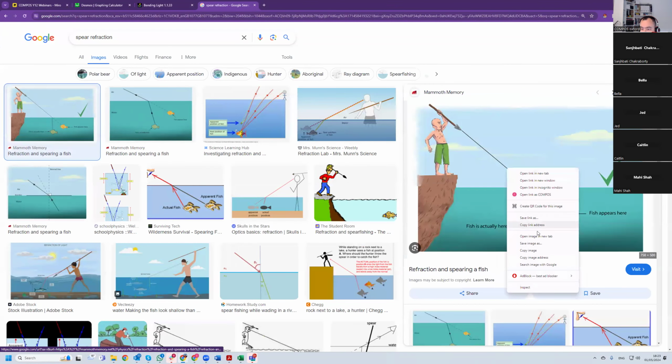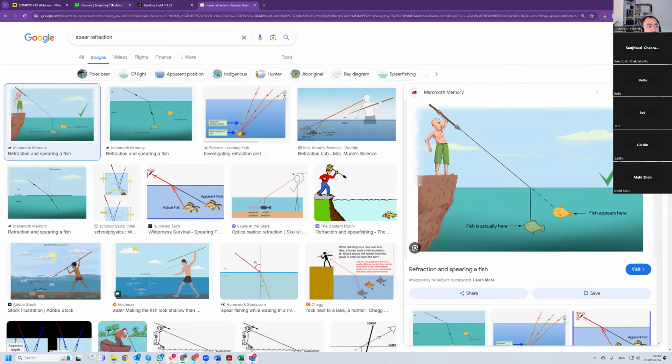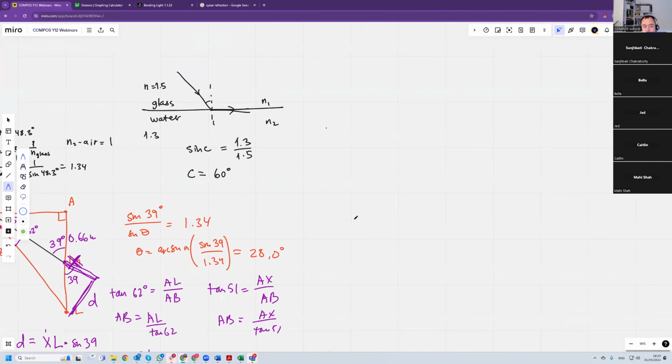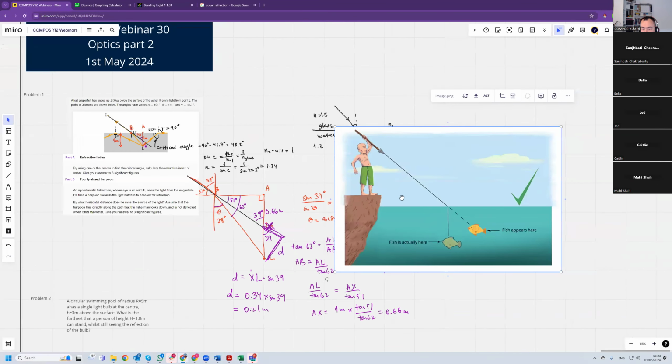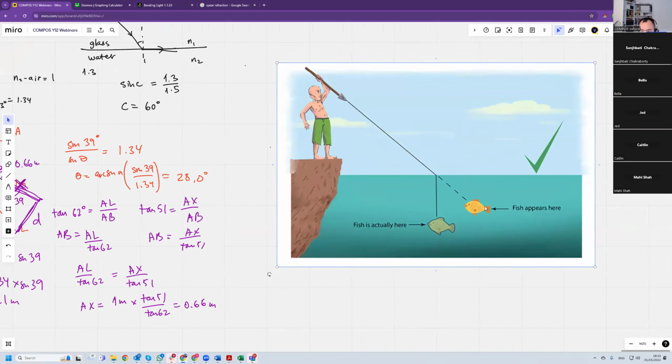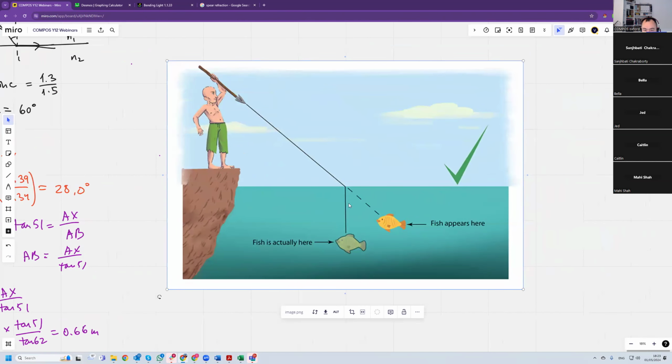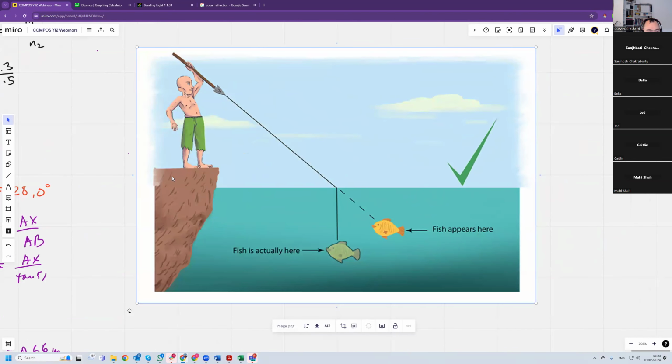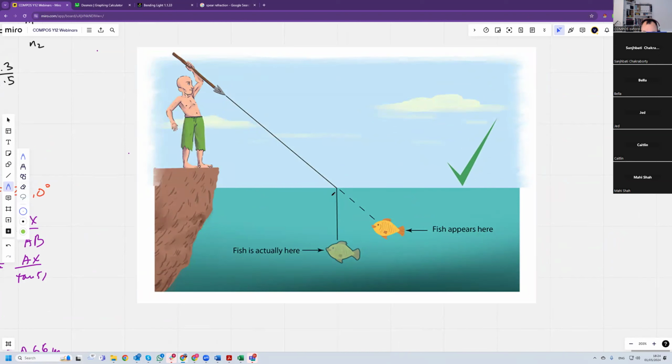Yeah, here it is. So what happens is, it's a bad picture, because light going at 90 degrees to the boundary does not refract. Okay, this is very bad. So assume the light is coming like this at an angle and just like this. So the fisherman sees as if the fish is here because of the refraction of light.